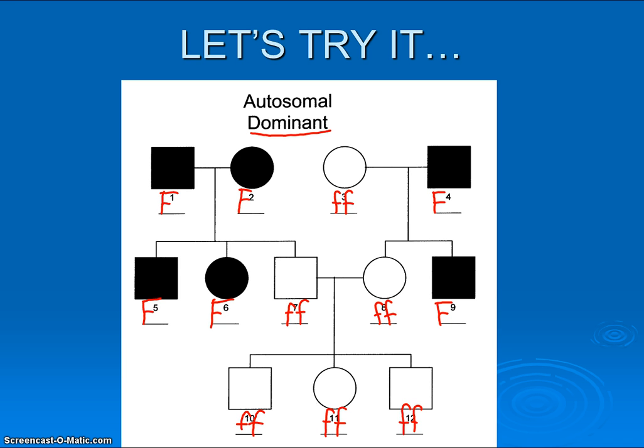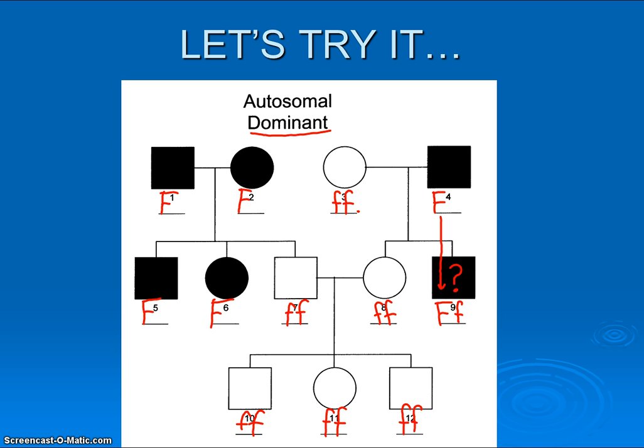But we're still not fully done yet because, for example, what about this guy right here? How do we know if number 9 is big F homozygous or big F little f? Can you tell? Look at his parents. He had to have gotten that big F from dad, but what could he have gotten from mom? Only a little f. So we know he's heterozygous.